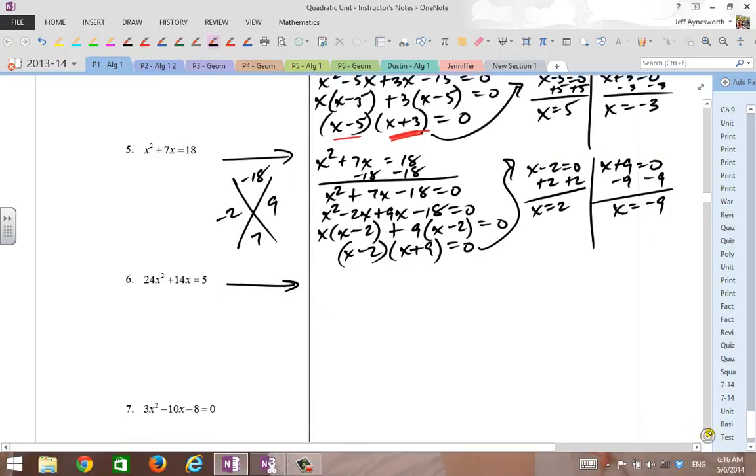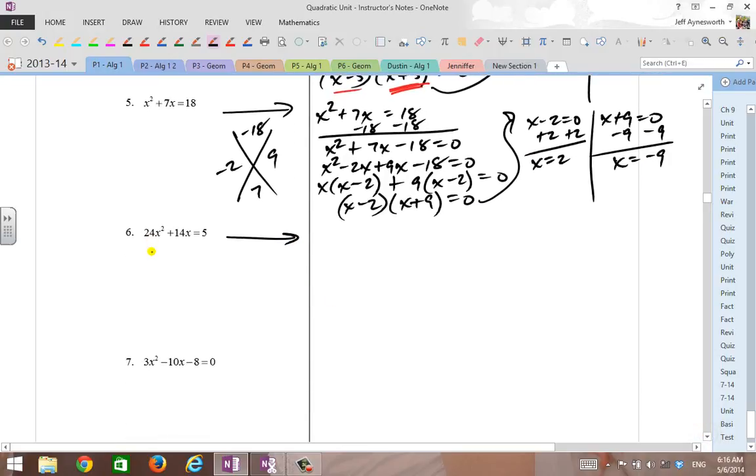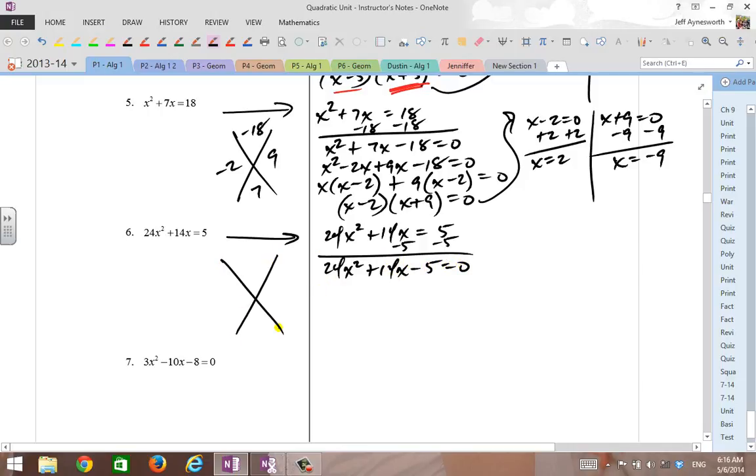All right, now the next one's a little bit more challenging because we have a coefficient here. So let's go for it. You can pause the video here and try it, and when you're ready, go ahead and press play. So let's check your work here. We've got subtract 5. You got to make this polynomial equal to 0. So 24x squared plus 14x minus 5 equals 0, and we got to play the game again.